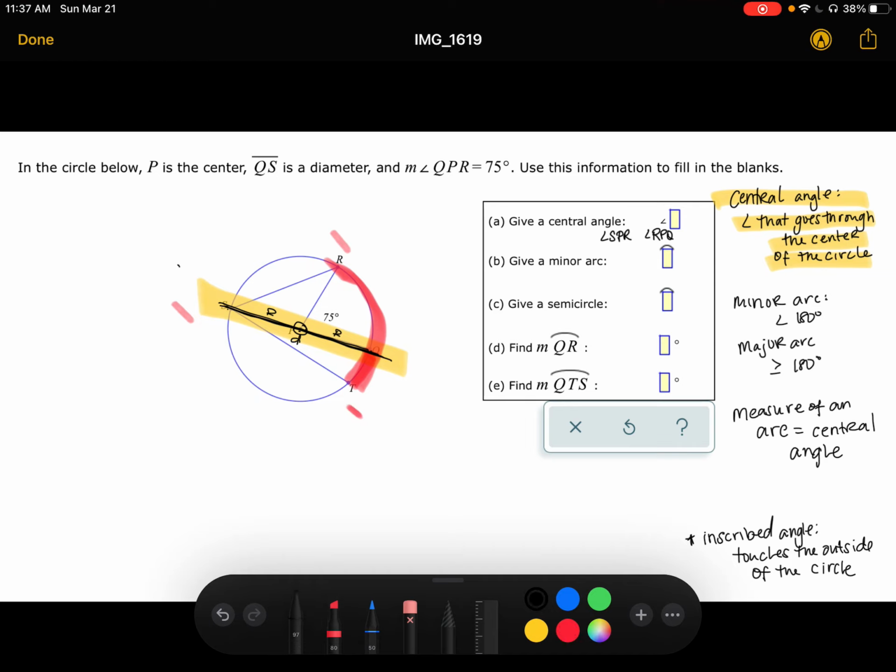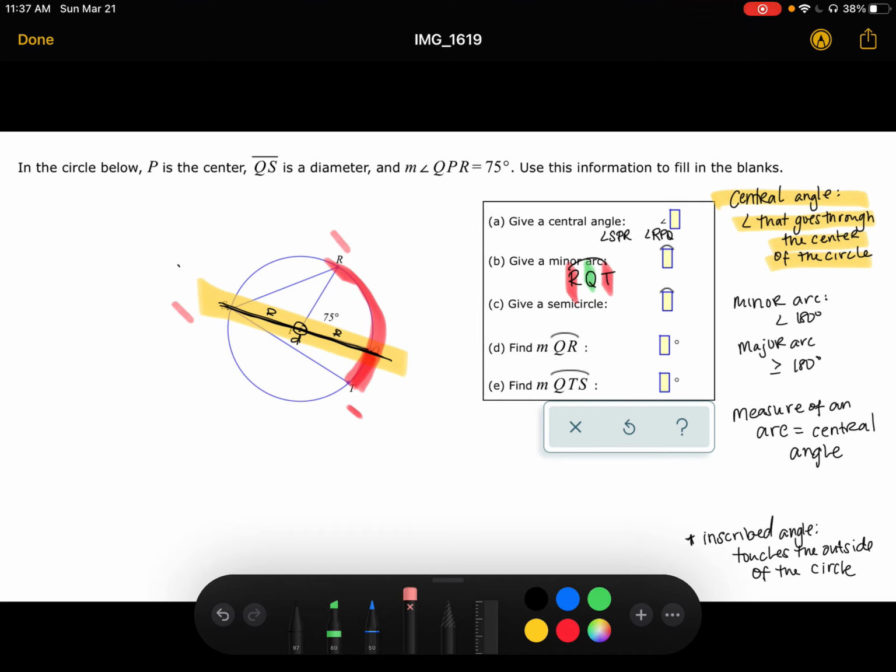So your minor arc option that you can actually write in this one is going to be RQT, and you can write it as TQR. It's the same thing, because again, to write that arc, you have to put the endpoints, right? And then the middle. So it doesn't matter if it's in the opposite order, it's still identifying the same thing.